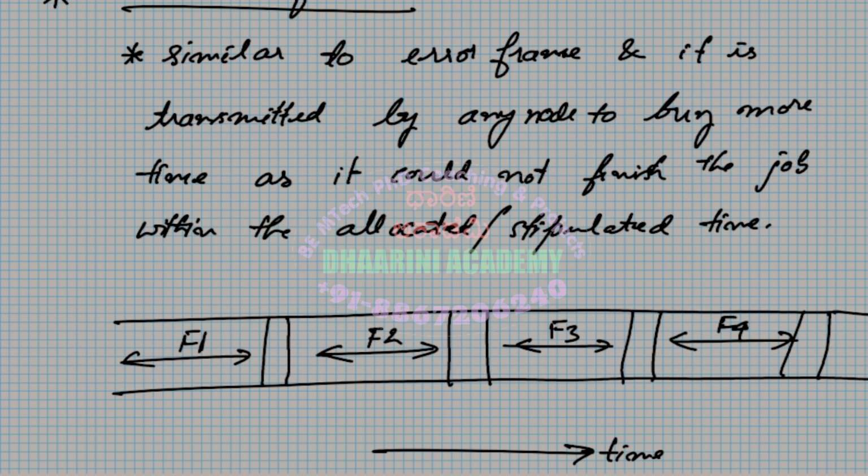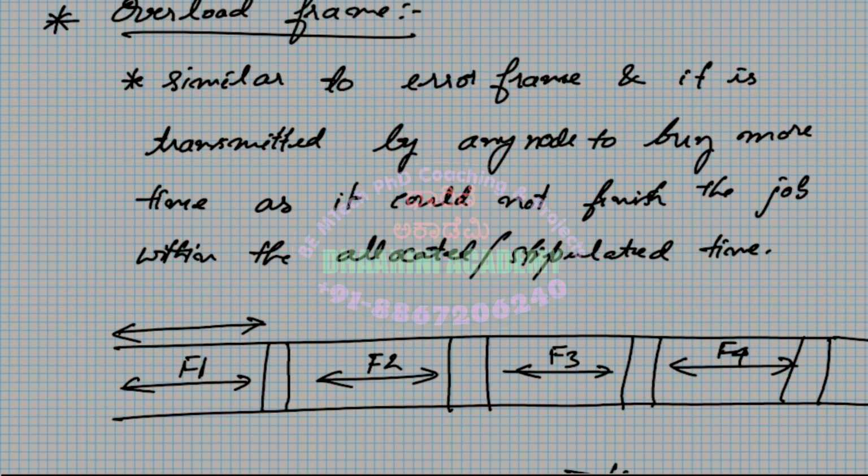Let me assume that I am an ECU and I have been allocated this time F1, and this complete frame is my frame. But within that frame time, I am not able to finish the job. So I have to send an overload frame, correct? Immediately after that, requesting that I need more time. So where do you think I should send that message?